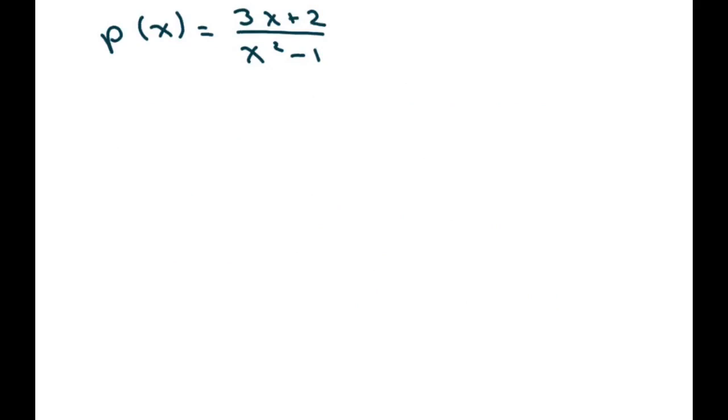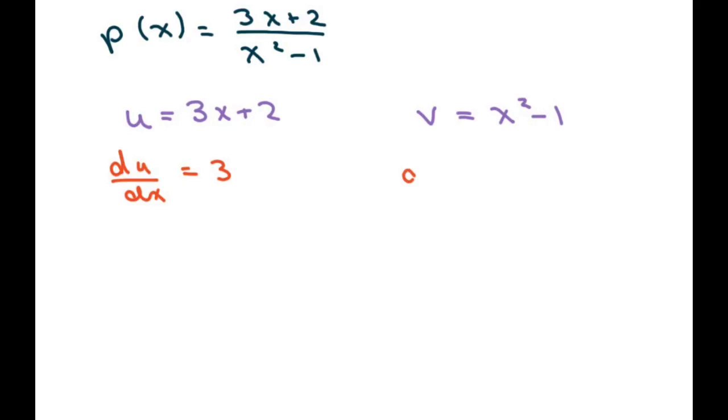Okay, the next one is this one. We're going to use the quotient rule on this one. So the first thing I'm going to do is let u be my numerator, which is 3x plus 2, and v be my denominator, which is x squared minus 1. Now the derivative of u with respect to x is just 3, and the derivative of v with respect to x is just 2x. So what I'm going to do is multiply these two.